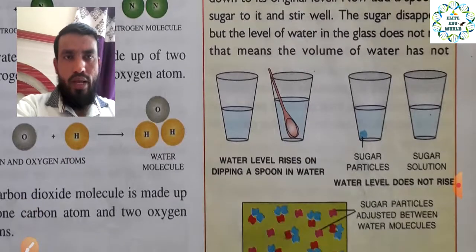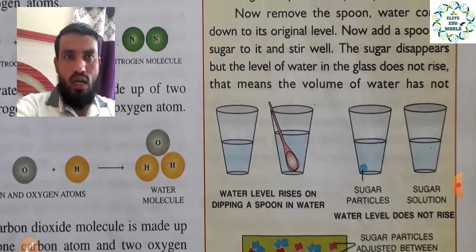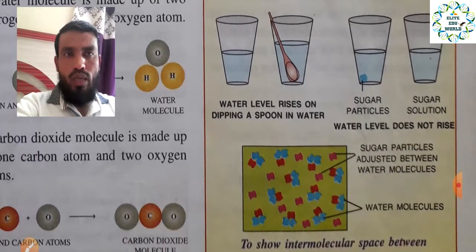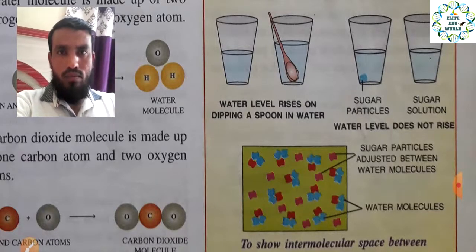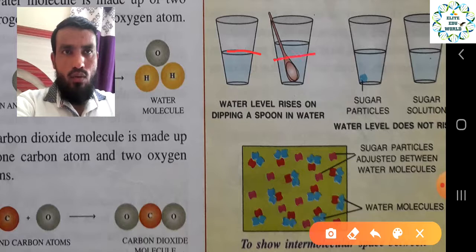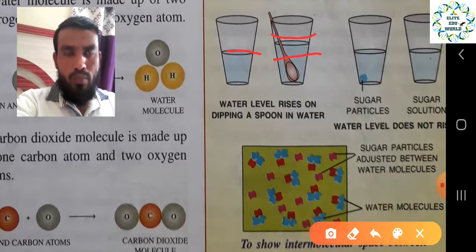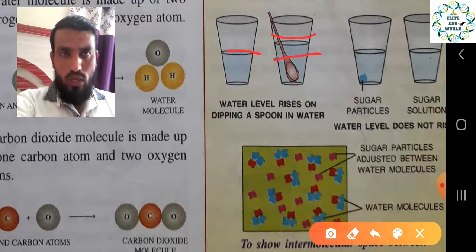In this activity, you have to take water in two glasses, right? Just pour half a glass of water, and then in one glass just dip a spoon inside the water. What will happen when you put the spoon into the glass? Before, the water level was up to here; now, after adding the spoon into the glass, the water level will rise, because the spoon is made of solid. So when the spoon enters the water glass, it also occupies space, and the water level will rise up, right?